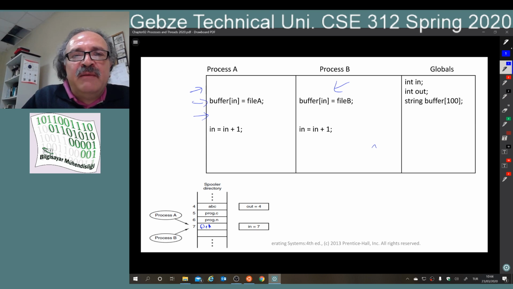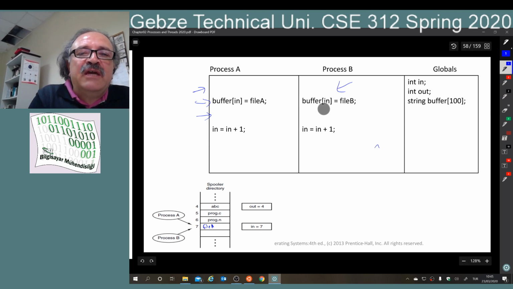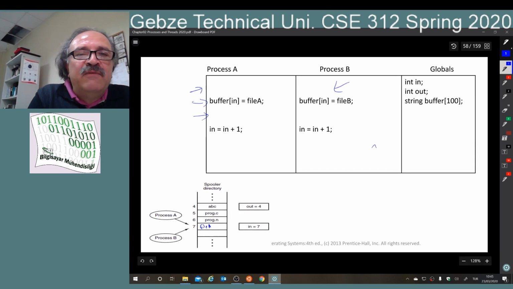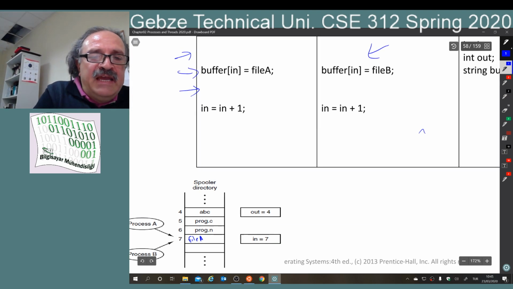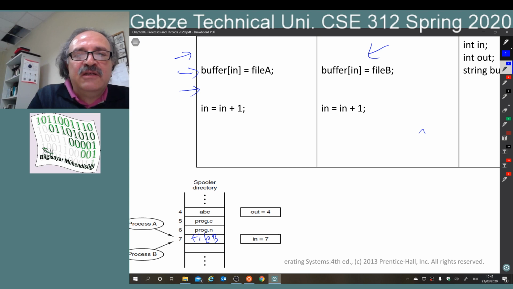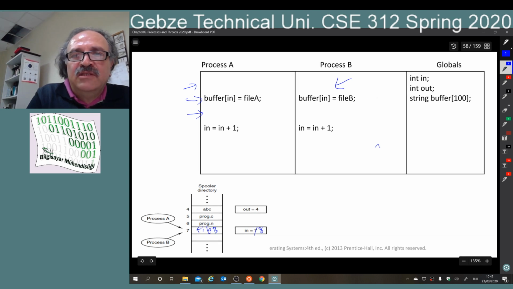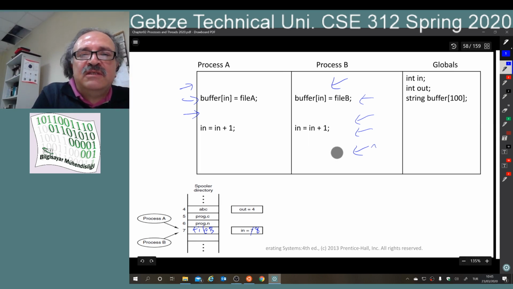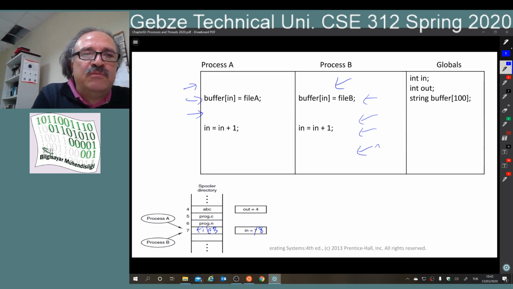And process B will come in and say, okay, I will put file B at this position. The value of N is 7 because A didn't have the opportunity to modify it. So instead of file A, it will erase file A and put file B, right? And it will increment N by 1. It will execute this one, this one, this one, and this one. Then I got another interrupt, and the operating system said let's switch to process A again.